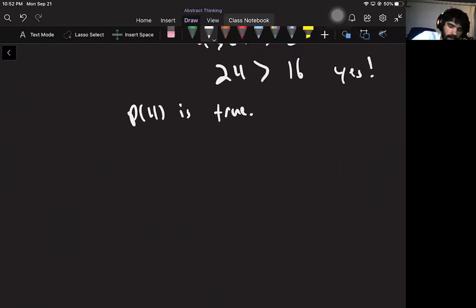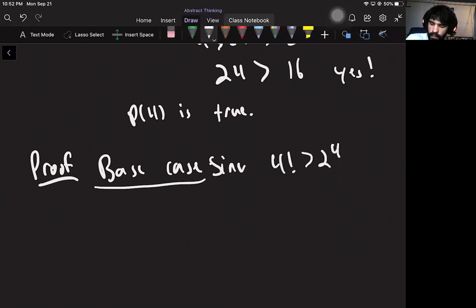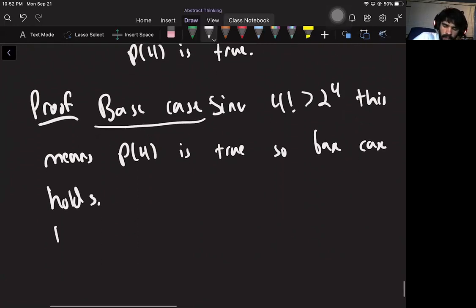All right, let's jump to the proof now. Base case. Since 4 factorial is bigger than 2 to the 4th, this means P of 4 is true. So base case holds. Base case is true, however you want to say it. Okay, that's the boring stuff, but you got to do it. Inductive stuff is the more interesting thing.